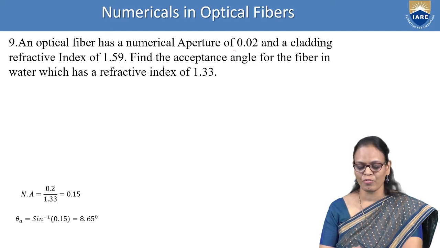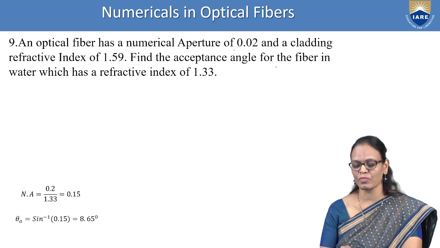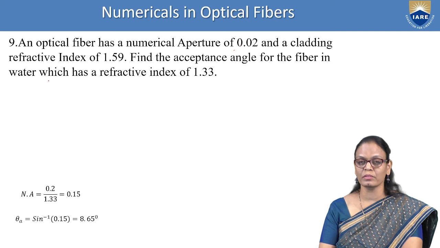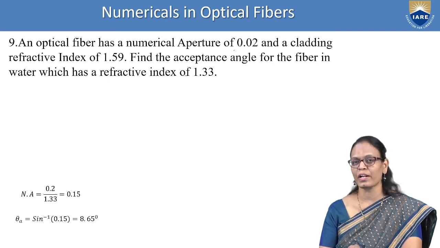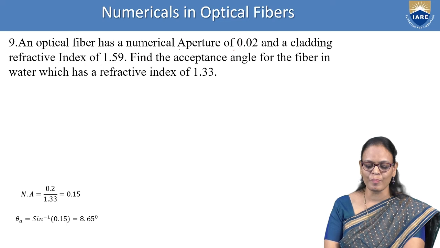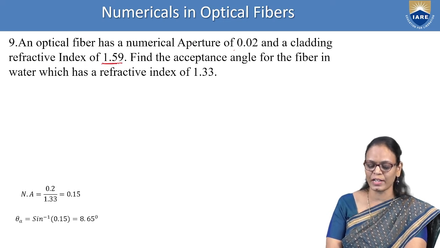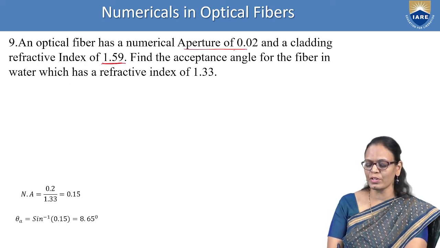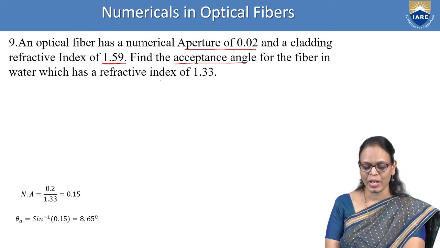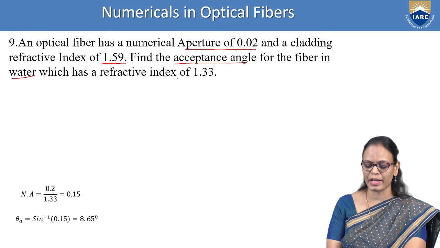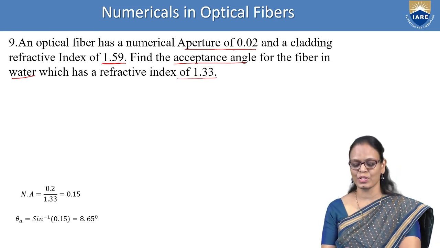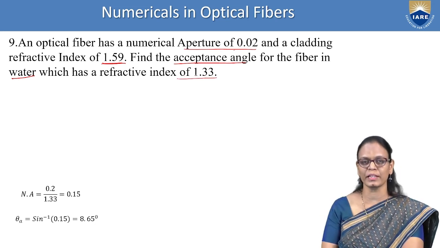1.59. Find the acceptance angle for the fiber in water which has a refractive index of 1.33. So here the numerical aperture is given. We are not given the values of n1 and n2. We are only given the refractive index of the cladding. So if you know the numerical aperture, we can easily calculate the acceptance angle, and that too we have to find the acceptance angle in water whose refractive index is 1.33.